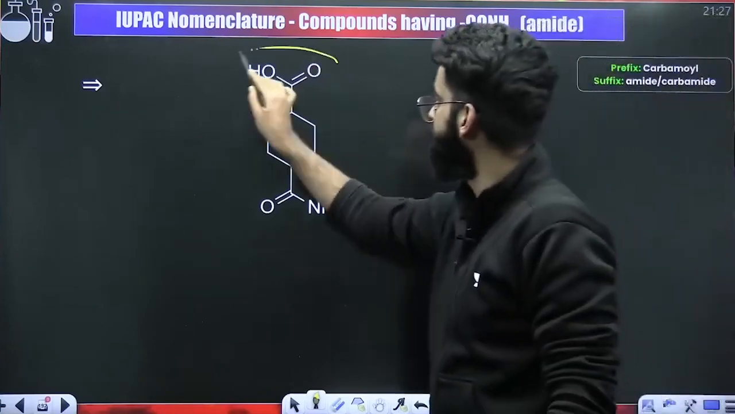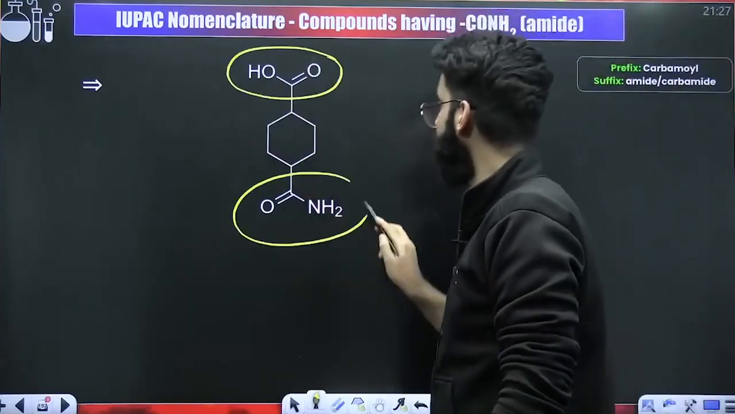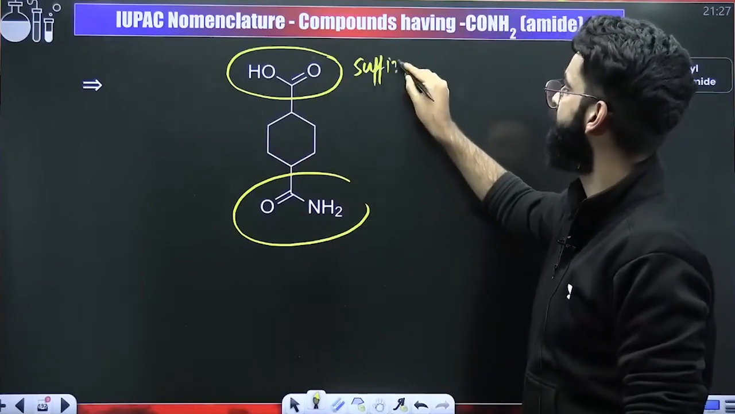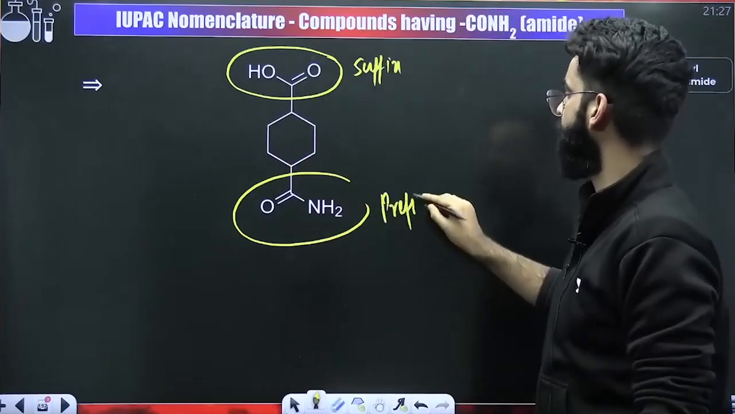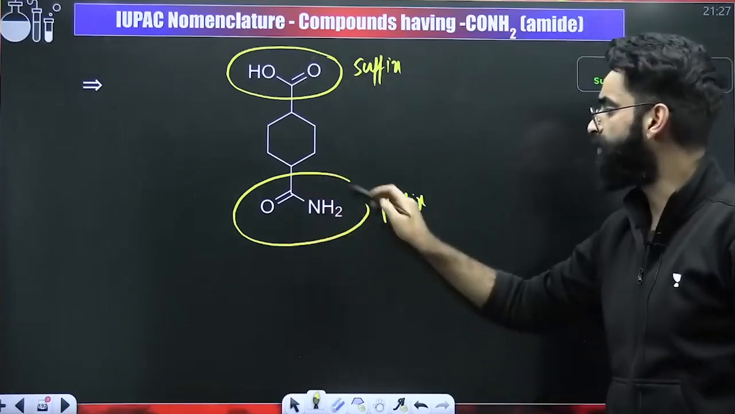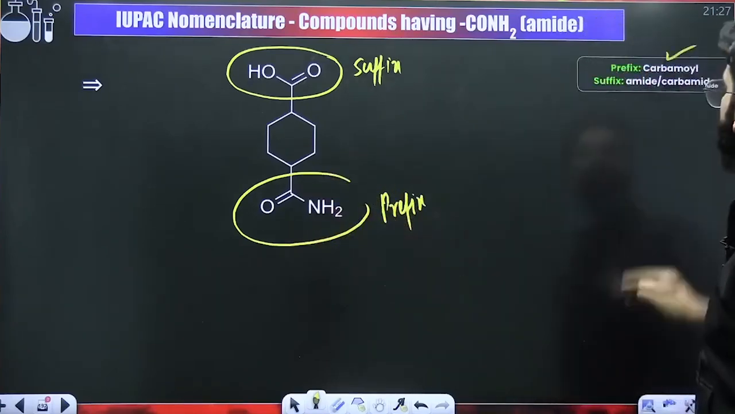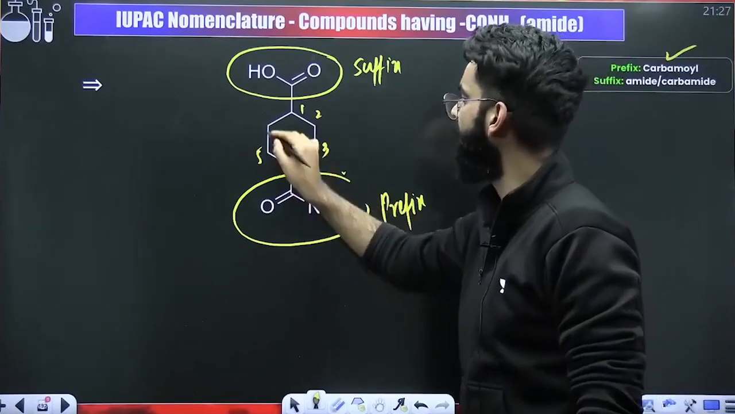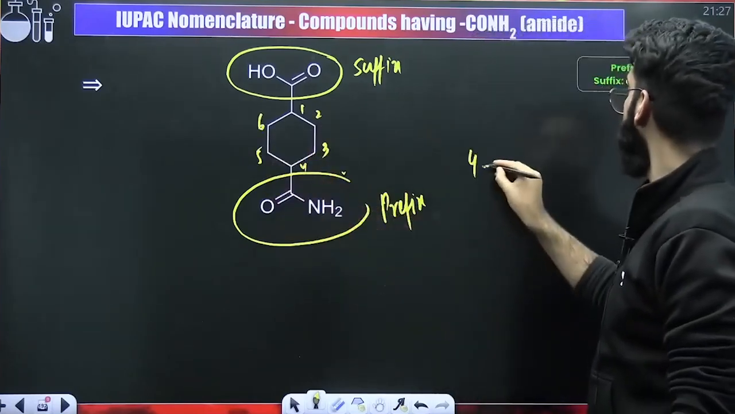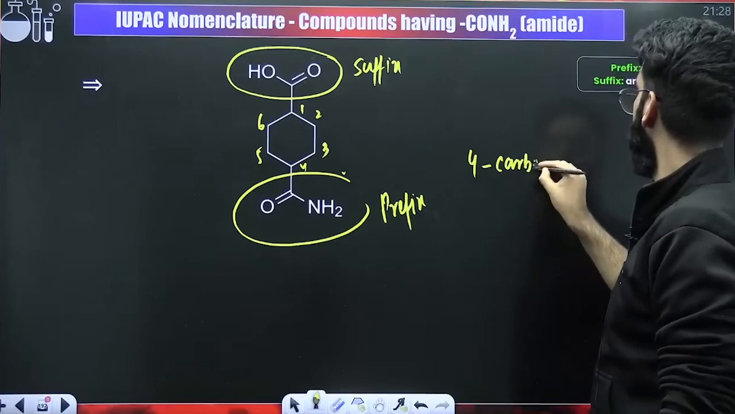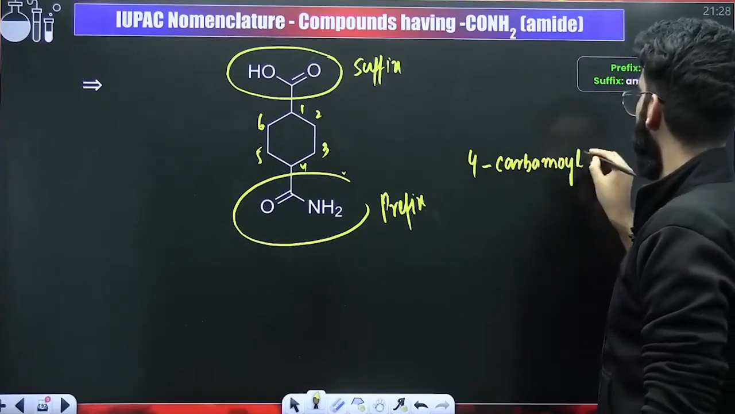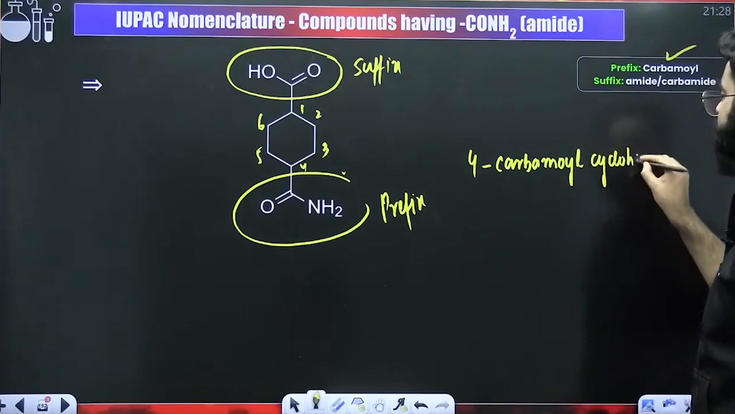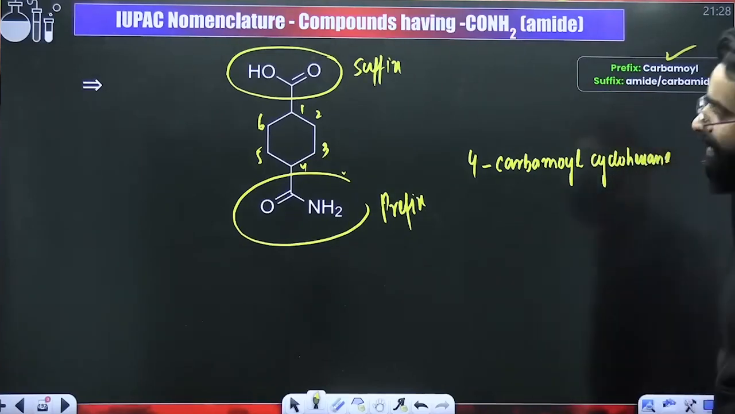Look at this one. This is your carboxylic acid. This is your amide. Which one is to be prioritized? Carboxylic acid. So it has to be taken as suffix. This has to be taken as prefix. Right? So what is the prefix used for amide? It is carbamoyl. So first start the numbering. 1, 2, 3, 4, 5, 6. So at 4, you have got carbamoyl. Then you have got cyclohexane.